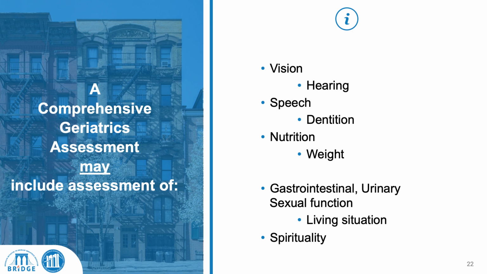Nutrition: are they eating properly? Coming back again to food insecurities, are they able to afford a complete, well-balanced meal at least once a day or more, hopefully? Their weight: are they gaining weight? Are they losing weight? Is this voluntary? Is this involuntary? Are they trying to lose or gain weight, or are they just losing weight because of other medical conditions, or they're not able to eat properly?